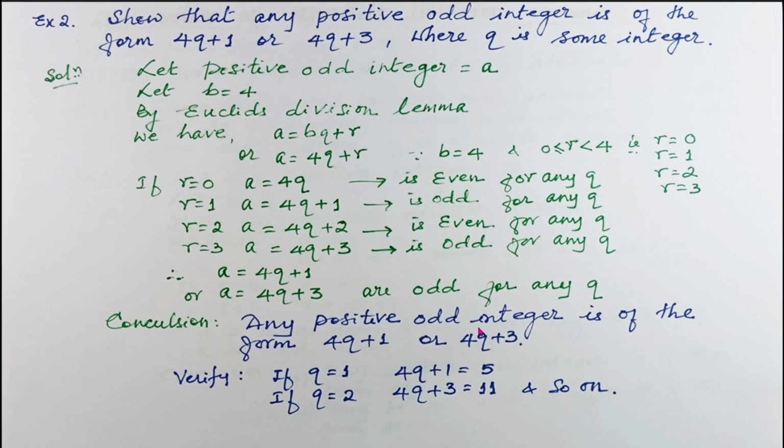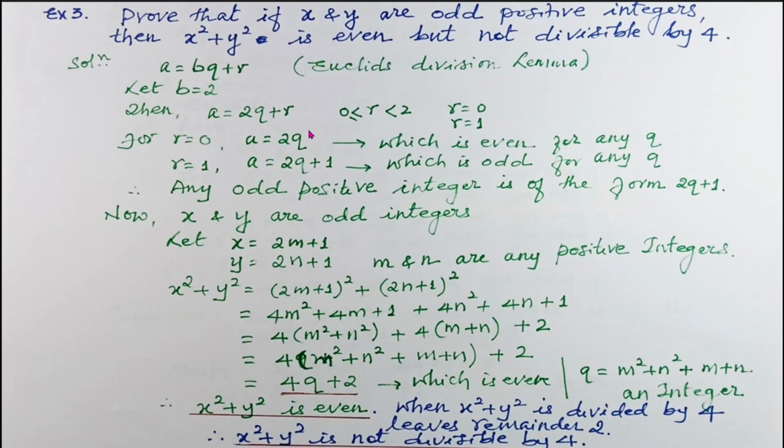So, the conclusion is any positive odd integer is of the form 4q plus 1 or 4q plus 3, because when q is 1, 4q plus 1 is 5, when q is 2, 4q plus 3 is 11, and so on. So, that means we have proved that 4q plus 1 or 4q plus 3 represent odd numbers for any value of q, which is an integer.